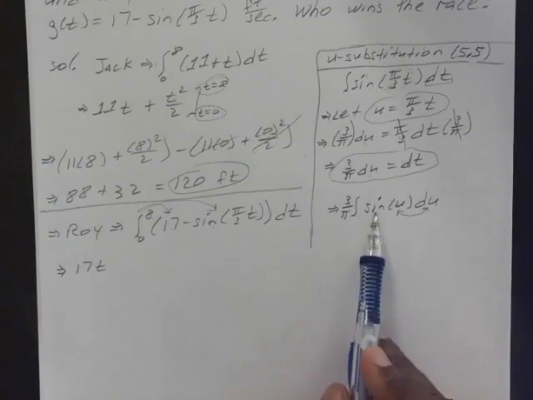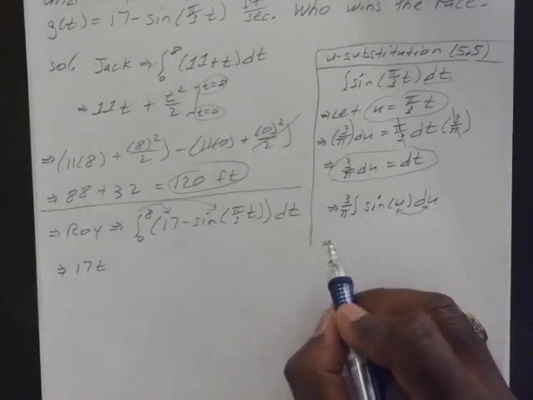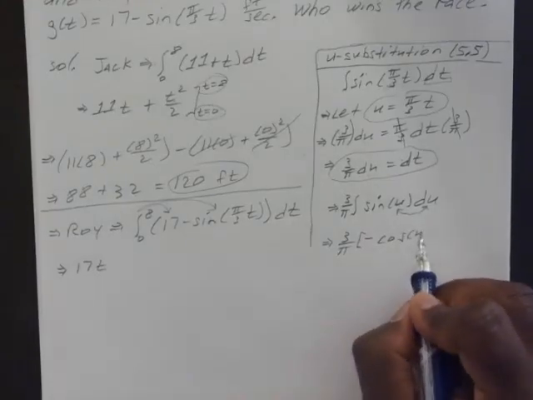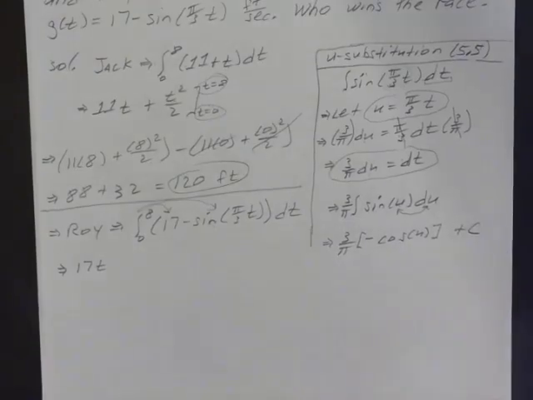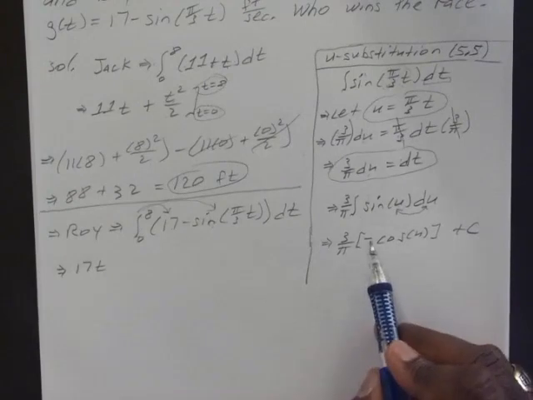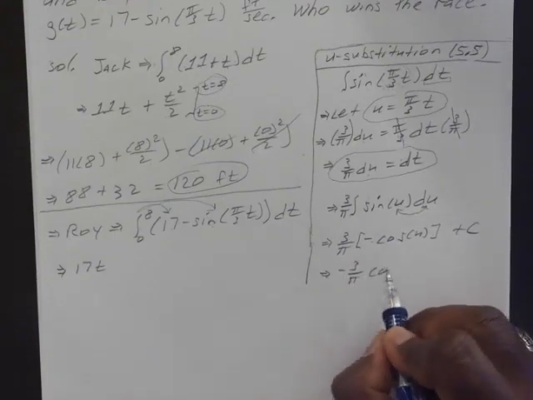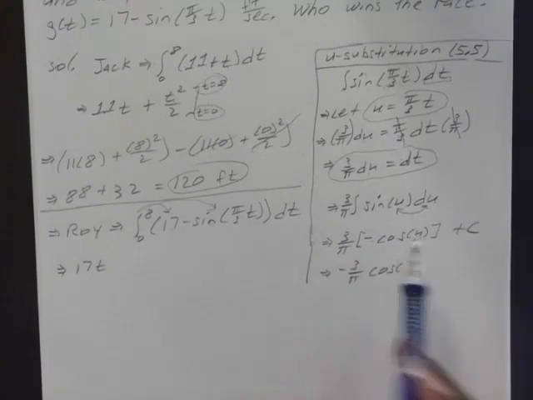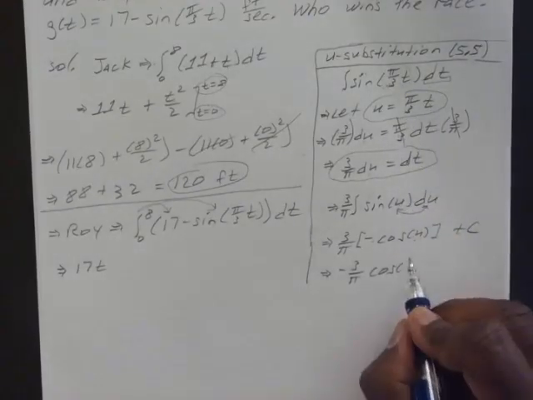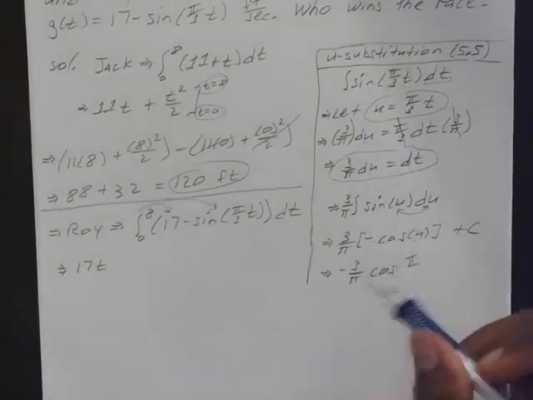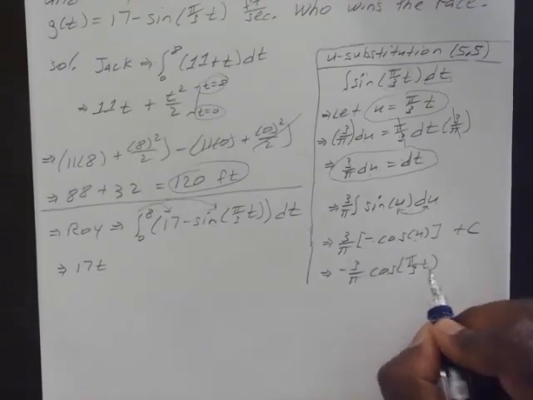Okay, so we know that the integral of sine is negative cosine. So that's 3 over pi times negative cosine of u plus c. Okay, so if we factor out that negative, that just gives us negative 3 over pi times cosine, and replace that u with pi over 3t, plus c.